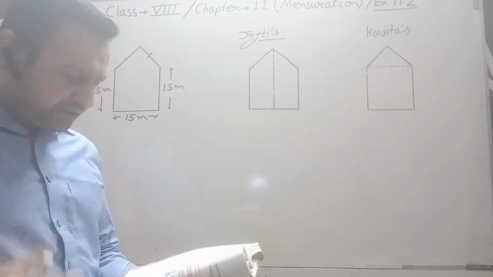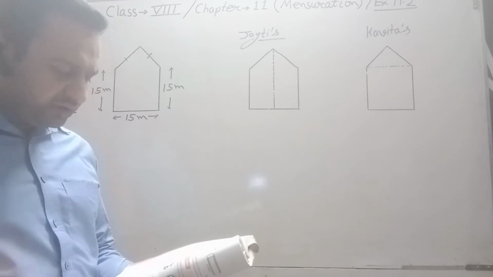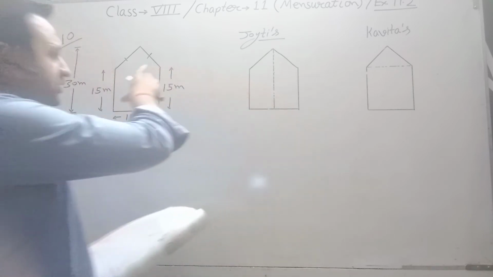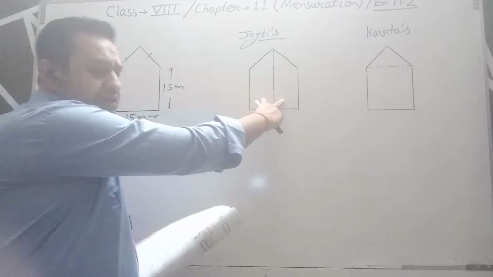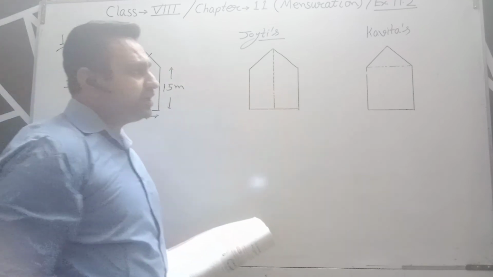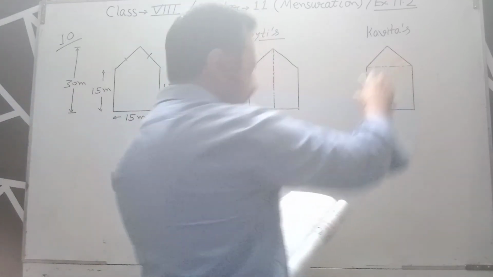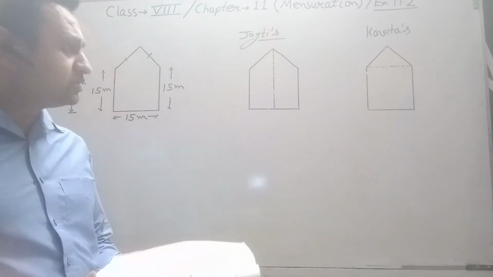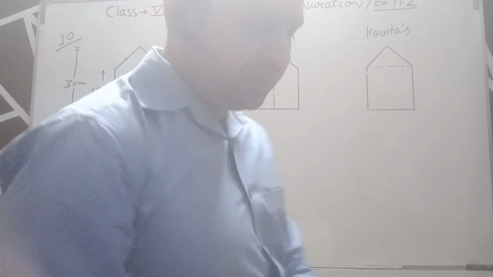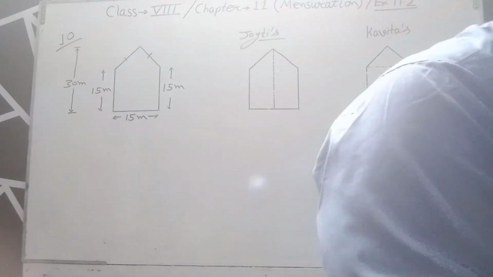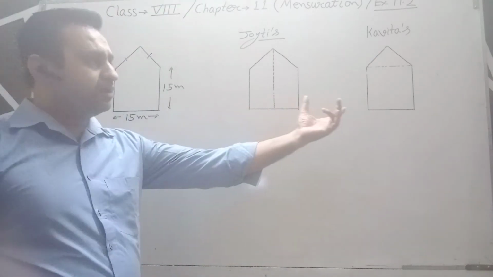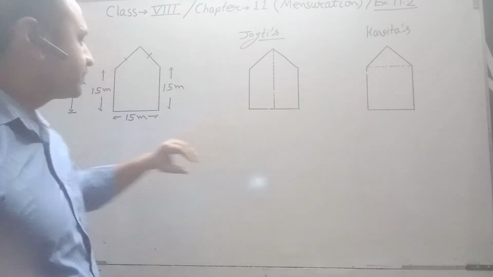So we have to find out its area. For finding its area, Jyoti and Kavita divide it in two different ways. We can say that Jyoti divides this pentagon into these two parts and Kavita divides the pentagon into these two parts. Find the area of the park using both ways. So we have to find the area of the park using both ways: first Jyoti's method and second Kavita's method.